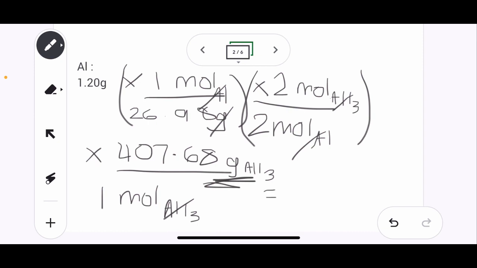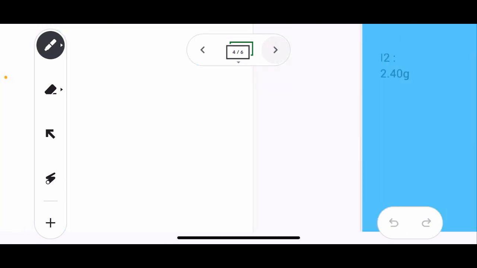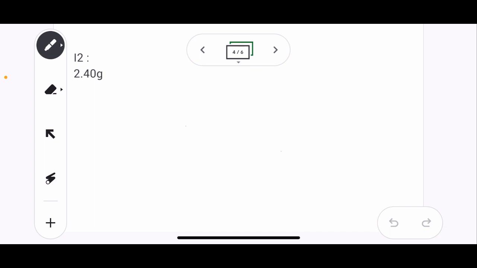And if we do all the calculations, we will end up with 18.1 grams of aluminum iodide. And this is if we use all of the aluminum given. So that's if we use up all of the 1.2 grams of aluminum. But we have to see which one is the limiting reactant, because that's the one that is completely used up. So in order to determine that, we have to do the iodine. We are going to repeat the same process for iodine that we did with aluminum to see how much aluminum iodide iodine can produce.